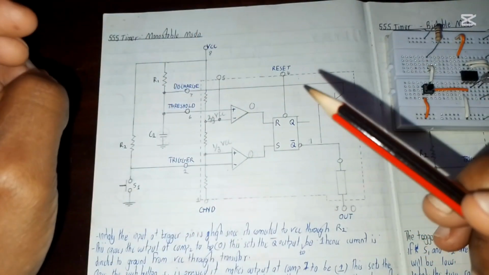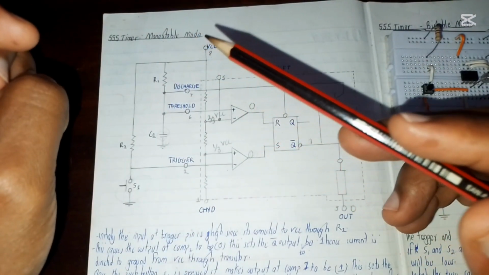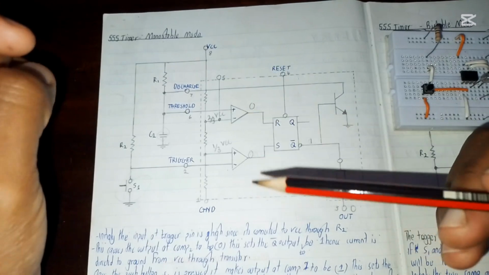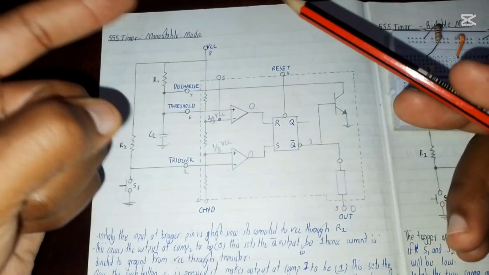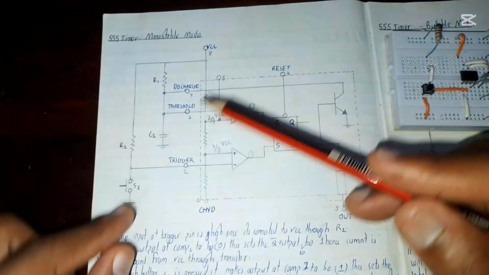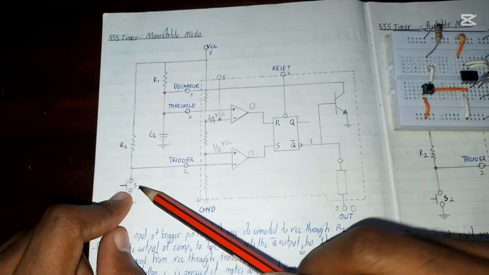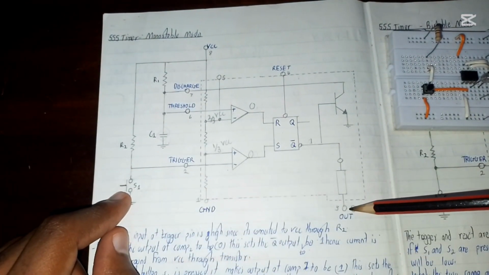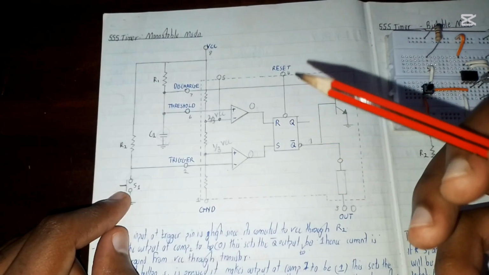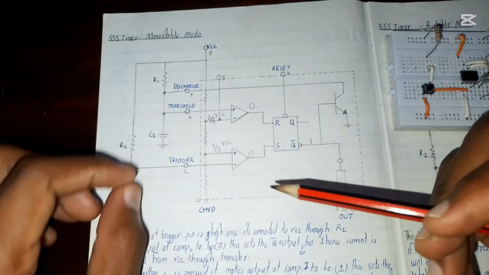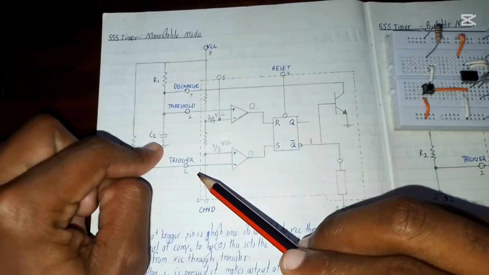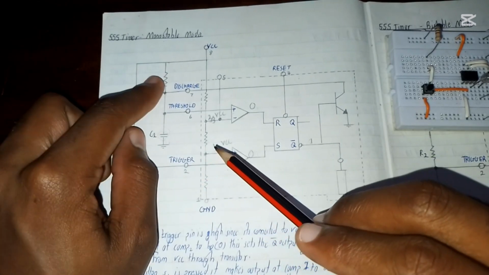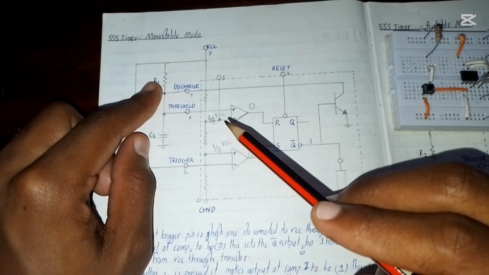So this time round I want us to do a monostable mode. What a monostable mode means is that the circuit has only one stable state. Once I press this switch, you can see here that the circuit will be turning on for a specified period of time, which is decided by the circuit constants. The circuit constants are this capacitor value and this resistor value.